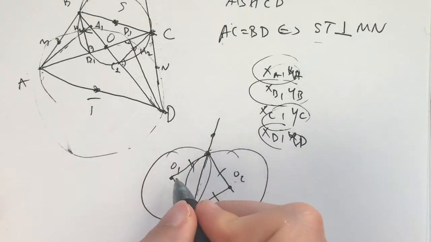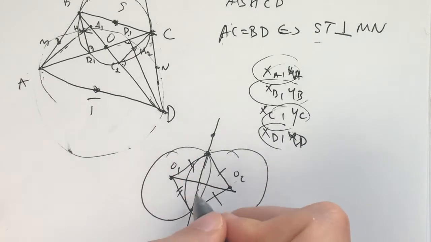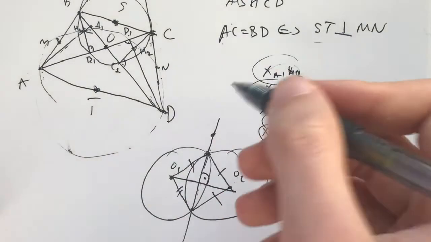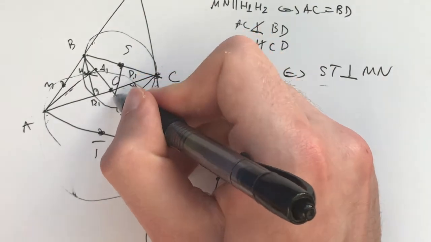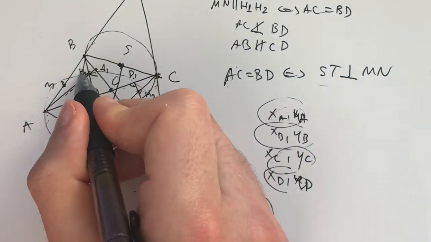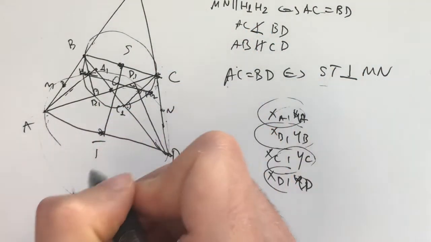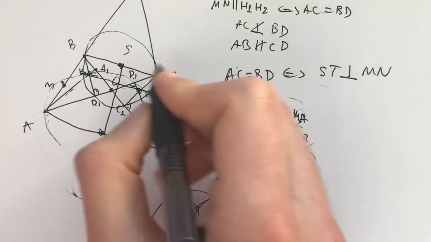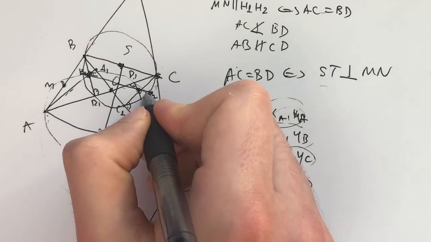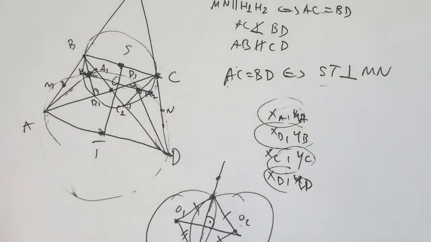So we know this is a kite, which means O1O2 is perpendicular to the radical axis. And this is always true. So now here, we know ST is perpendicular to the radical axis of these two circles. And now, as you can see by my picture, I'm claiming that both H1 and H2 are on that radical axis. This is the main idea of the problem.